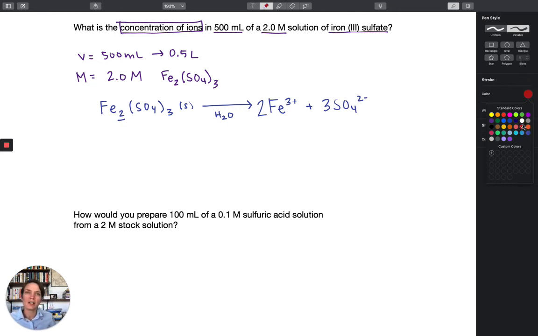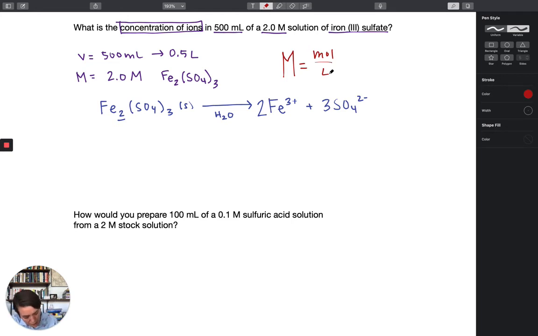And that's going to be relevant in our lab this week, looking at stoichiometry. Okay. So now I can visualize what's happening in my solution. From every 1 mole of my iron sulfate, I get 2 moles of iron and 3 moles of sulfate. So I'm going to use that information and the fact that molarity is mole over liter in order to figure out what the concentration of my ions is.